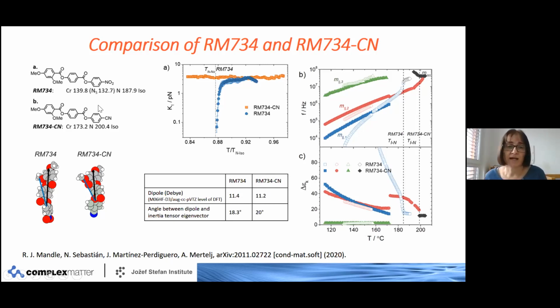And also in the cyano material, when we go deeper in the nematic phase, we observe in the megahertz region two modes: the usual molecular mode, the red one, and a collective mode. But while the collective mode in RM734 gets slower and grows, the one in the cyano material remains of limited amplitude.